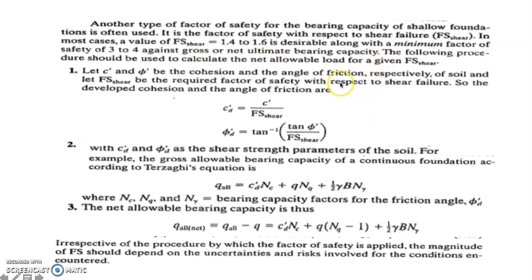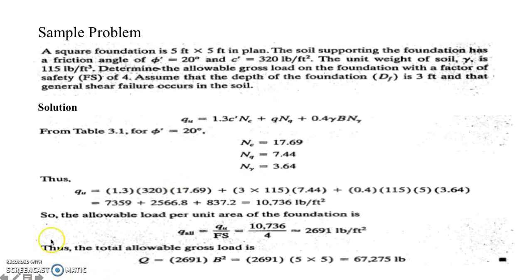So for the procedure on how to calculate the net allowable load for a given factor of safety with respect to the shear failure, this is the procedure. Just follow the procedure so that you can compute the net allowable load for a given factor of safety with respect to the shear failure. So we have here a sample problem. It states that a square foundation is 5 feet by 5 feet in plan.